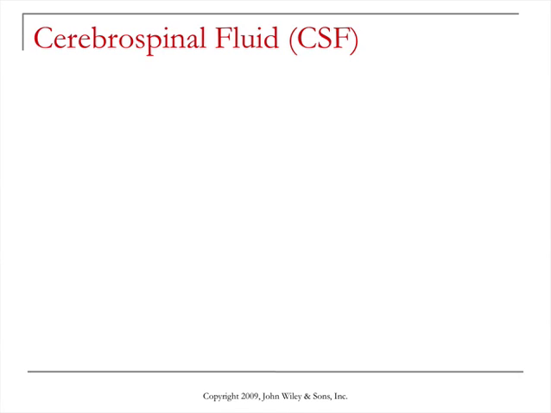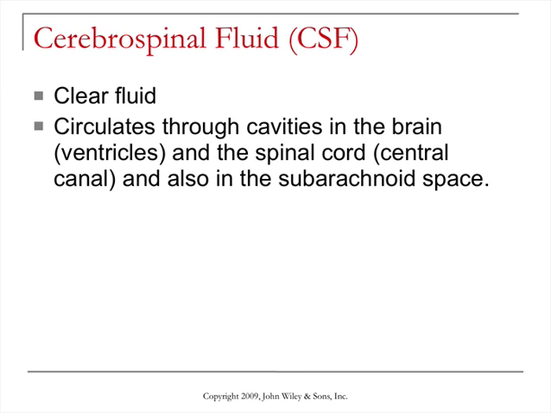In this section, we're going to take a look at the cerebrospinal fluid. The cerebrospinal fluid is a clear fluid that circulates through cavities in the brain known as ventricles, through the central canal, an opening that travels through the center of the spinal cord, and also in the subarachnoid space that is around the spinal cord and around the brain.